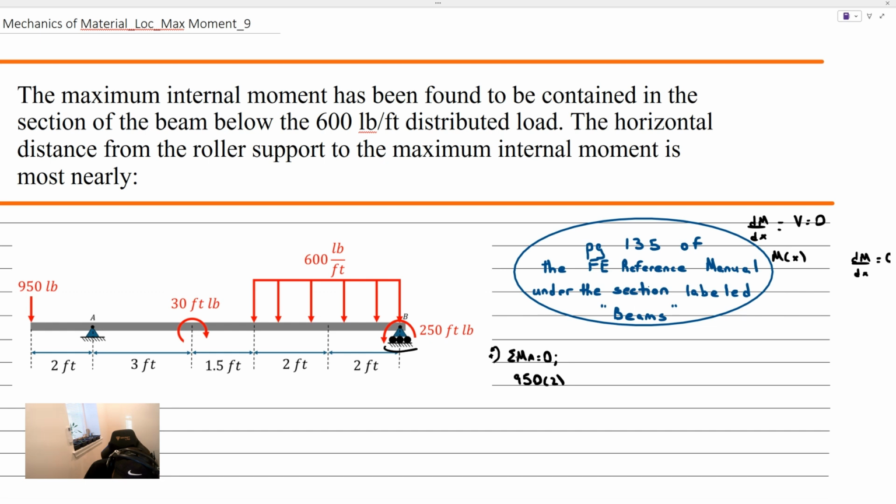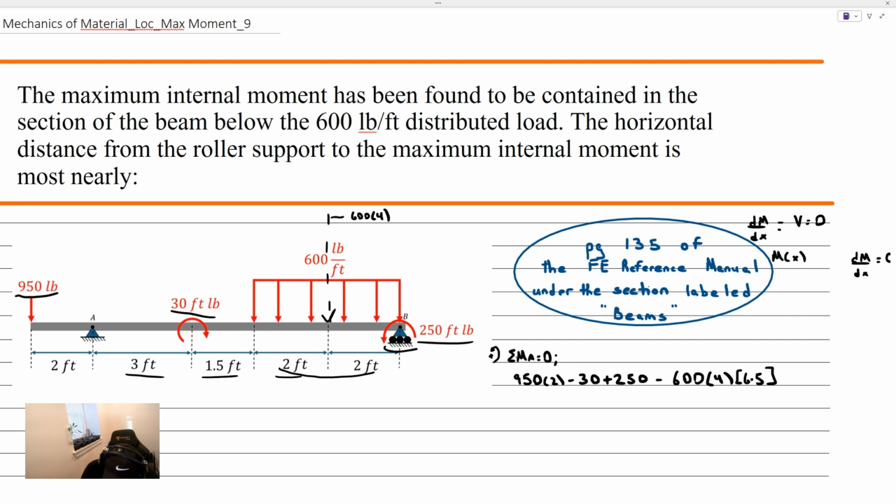We have a 950 times 2. That's this point load contribution to the moment. We have a clockwise 30 foot-pounds. That's this. We have a counterclockwise 250 foot-pounds. That's a positive. As well as a clockwise contribution by that distributed load. If we convert that to a statically equivalent point load, its magnitude would be 600 times 4. That's the magnitude of the distributed load multiplied by the distance, which is the total concentrated load. That's just 600 times 4, placed at the centroid of the distribution, which is shown there. The distance from A is 3 plus 1.5 is 4.5, plus the extra 2 is 6.5.